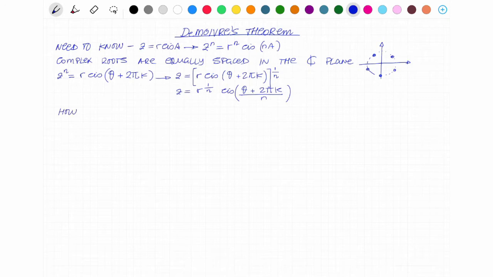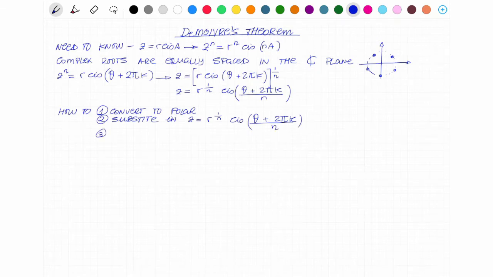Now for the how-to step by step, you need to remember that this works if you're working in polar form. So if they don't give it to you in polar, you're going to have to convert it. And then you're going to substitute in the inverse form of the theorem, meaning in here, r to the power of 1/n cis of theta plus 2 pi k over n. And with that, then you can obtain all the solutions. They're going to have the same modulus, but the argument is going to be different. And for that, what you need to do is to substitute k starting from 0 all the way to n minus 1.